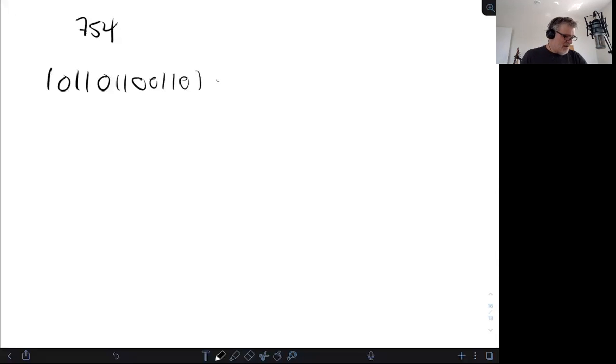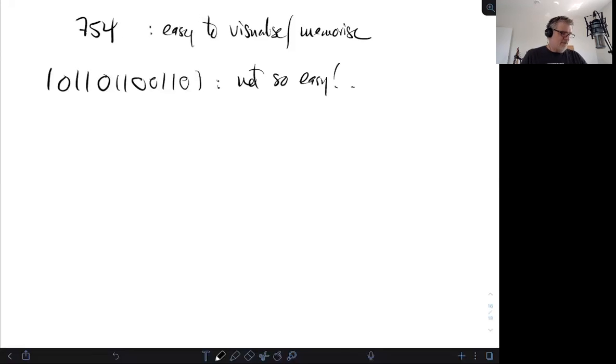Okay, so this is easy to visualize, memorize, and this is not so easy, right? So that might be one of the reasons why working in binary is not so good. And of course, the numbers are much longer. They take up much more physical space. If you're writing on paper, that's not so good, right? But anyway, multiplying in binary is very, very easy.